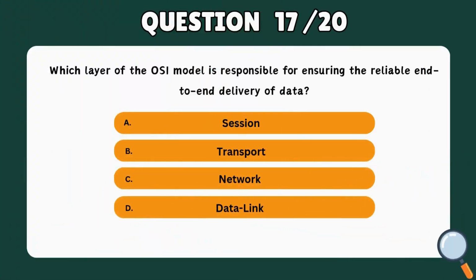Question 17. Which layer of the OSI model is responsible for ensuring the reliable end-to-end delivery of data? A. Session. B. Transport. C. Network. D. Data link.